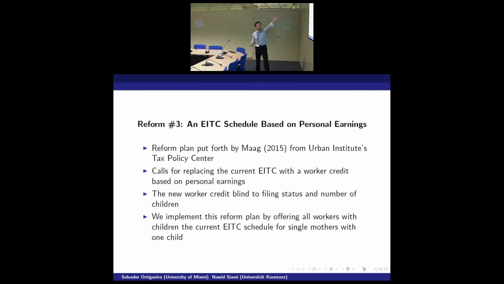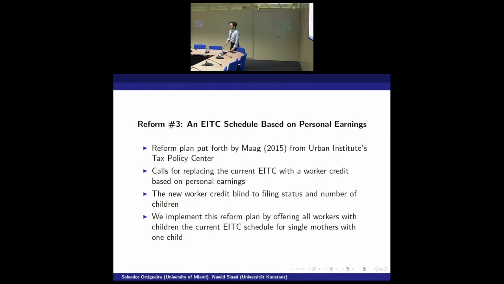Some proposals: this is a plan put forward by Mag in 2015, just last year. This is a person working at the Urban Institute's Tax Policy Center in the US. The proposal is to replace the current EITC with a worker credit based on personal earnings so that there are no distortions among married couples and cohabiting couples. It's just on a personal basis. We implement this reform by offering workers with children the current EITC schedule for single mothers with one child. This is quite arbitrary. We offer every individual the same schedule that nowadays is offered to single mothers with one child. We had to choose one, and we chose this one.